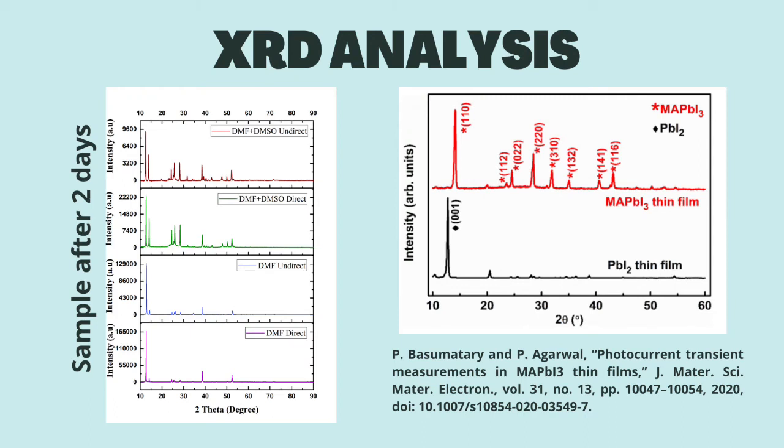As we can see from all the graphs, there is a signature of PbI2 visible in the XRD data with the highest peak at the front of the graph with 001. Therefore, this shows that the sample is already degraded and has become a PbI2 thin film.